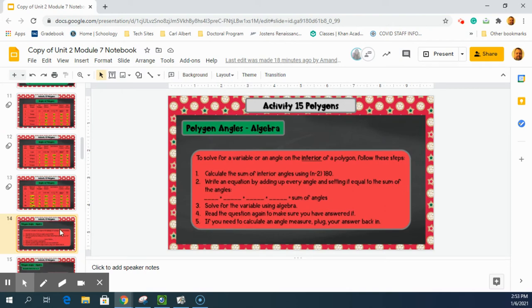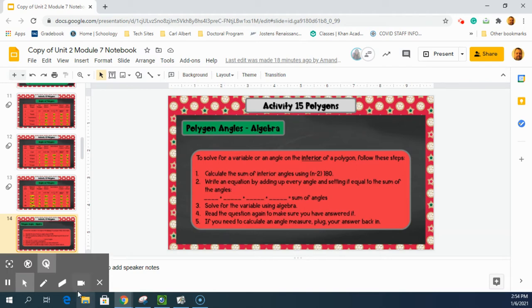Once you find the sum of interior angles, step 2, we're going to write an equation by adding up every angle and setting it equal to the sum of the angles. So we're going to add all of them together, depending on how many sides there are, and it's going to equal the sum of angles. Step 3, we're going to solve for the variable using algebra. Step 4, read the question again to make sure you have answered it. And then step 5, if you need to calculate an angle measure, we're going to plug your answer back in, and then we'll go from there.